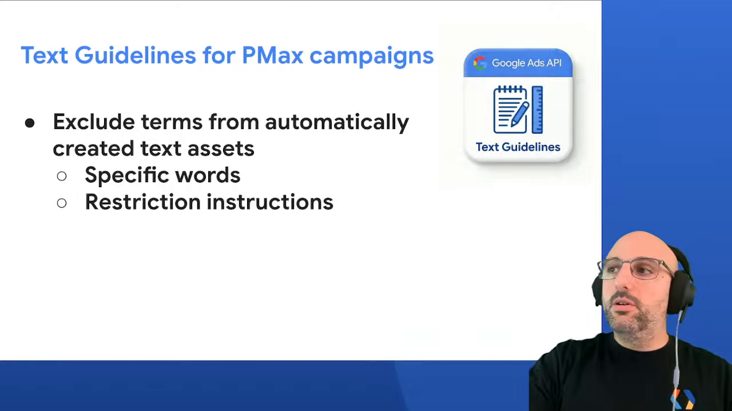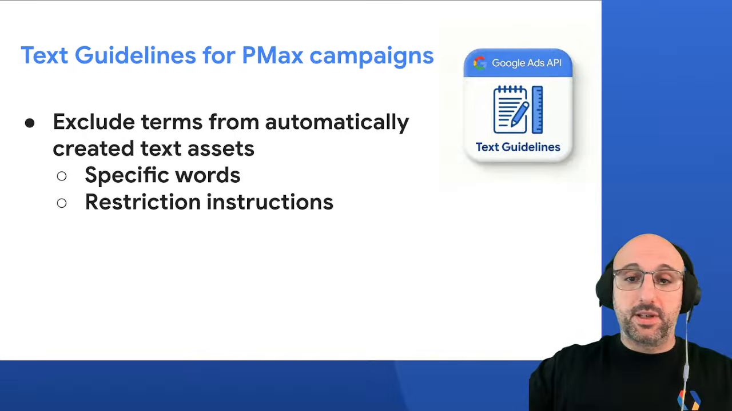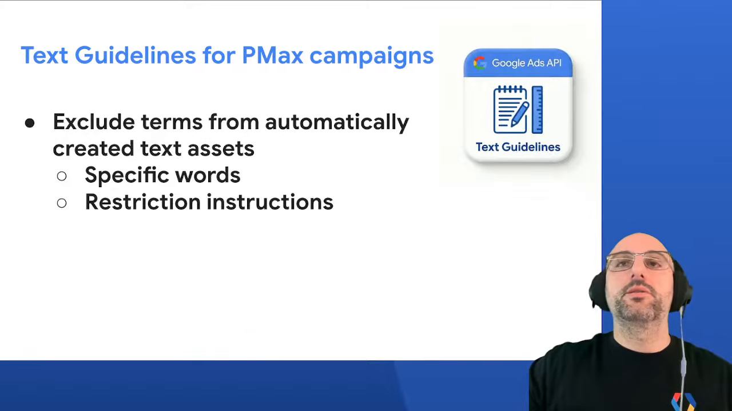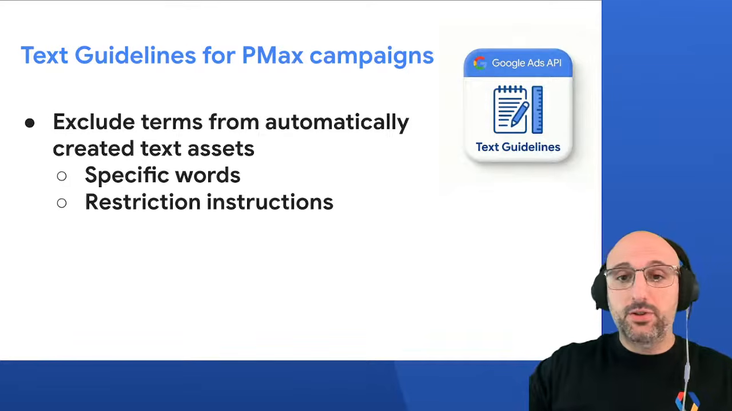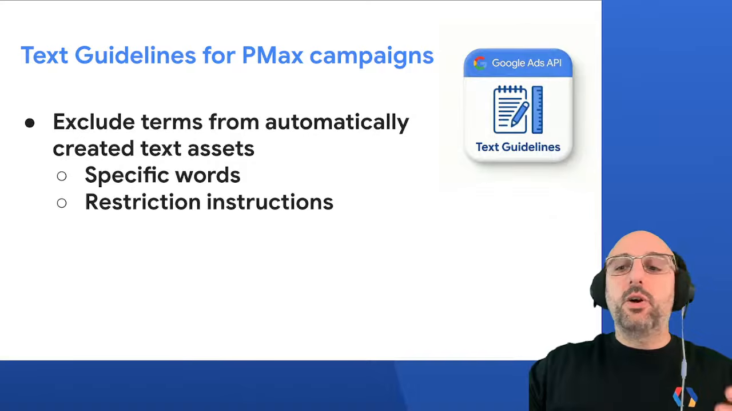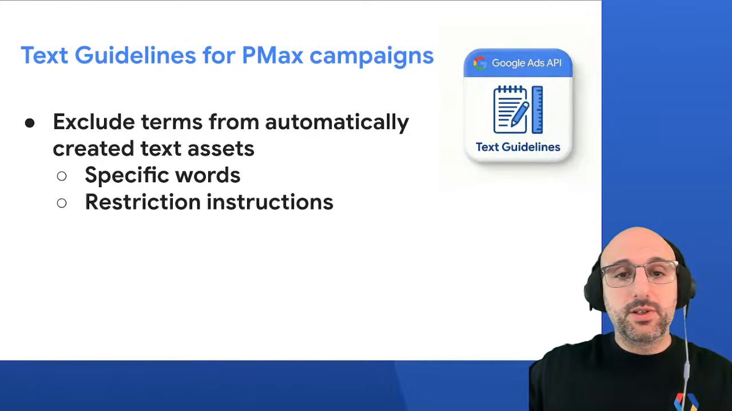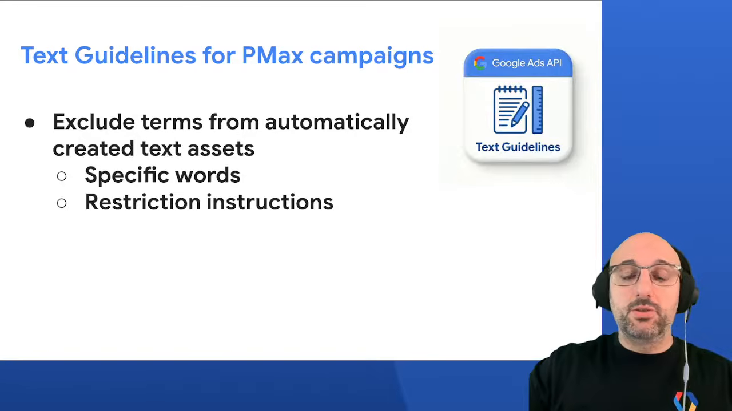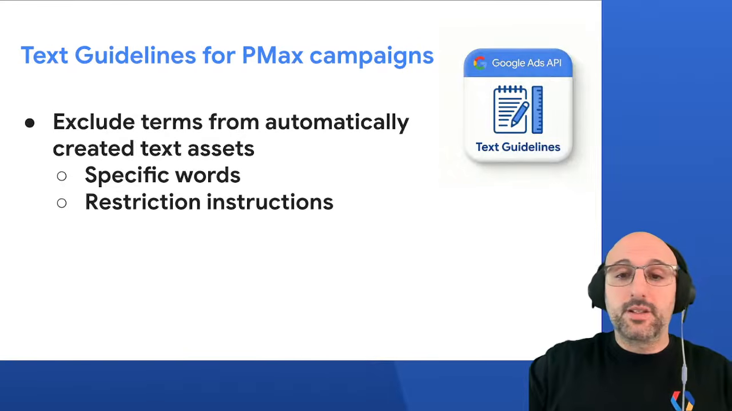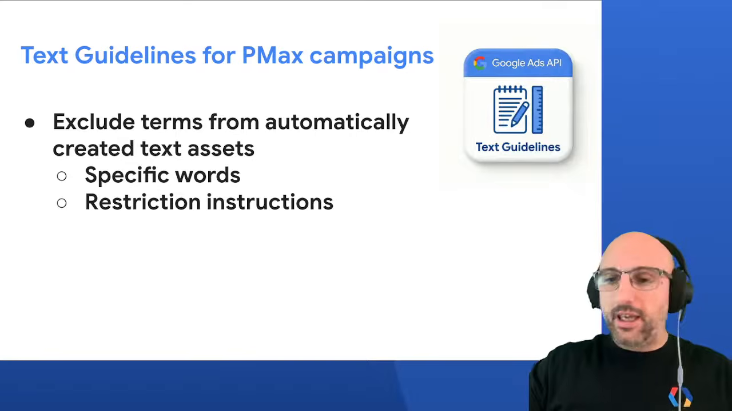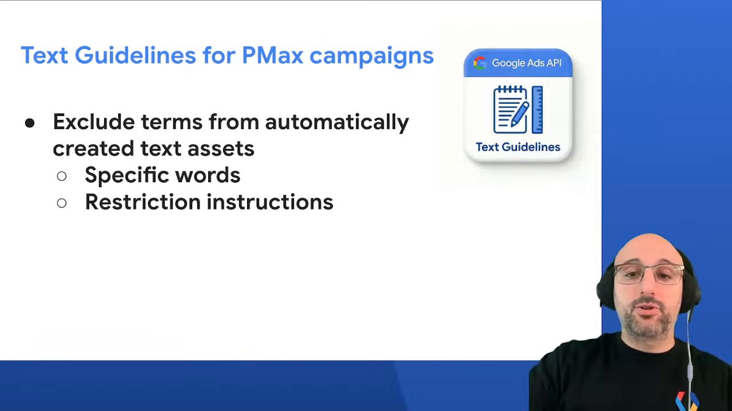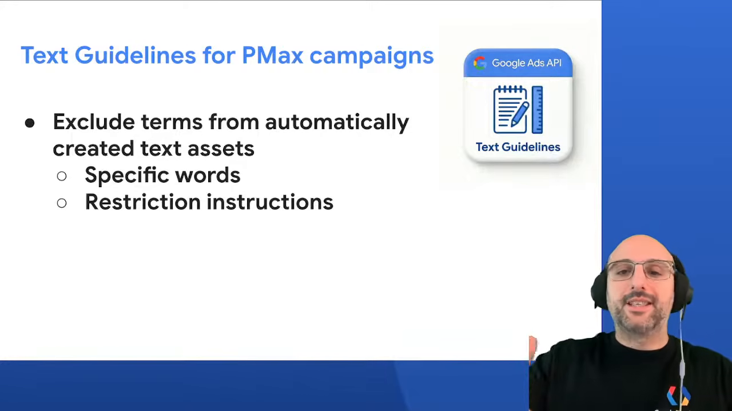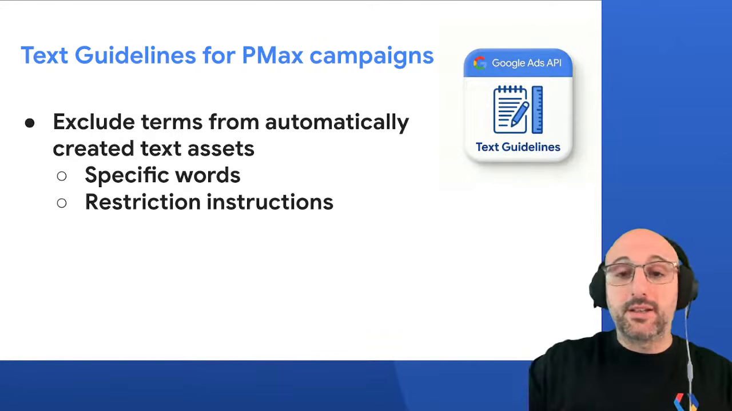But you can also use more complex instructions to give to the LLM generating the text assets. Say, for instance, using the restriction instructions, you could say, don't mention competitor names. That would give even more context and even more information to the AI tools generating the text assets for you. And again, this is another step in the direction of giving you more control, because it helps you tweak exactly how the text assets are being generated.